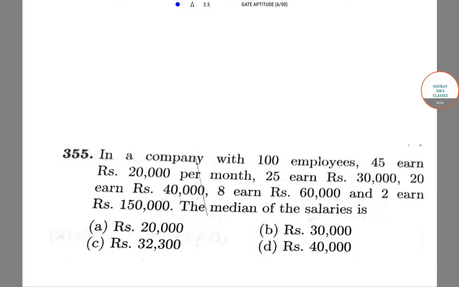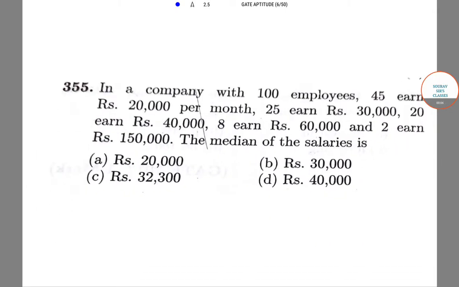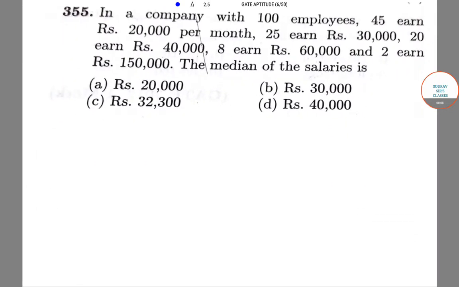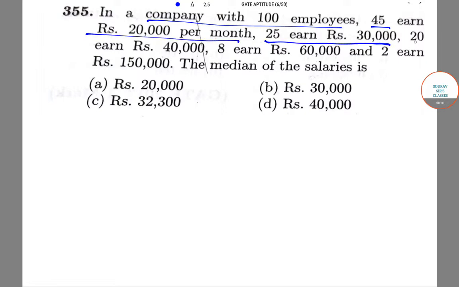Today we are going to solve a few questions on General Aptitude which come in the GATE examination. The question is, in a company with 100 employees, 45 earn Rs 20,000 per month, 25 earn Rs 30,000, 20 earn Rs 40,000, 8 earn Rs 60,000 and 2 earn Rs 1,50,000. The median of the salaries is.